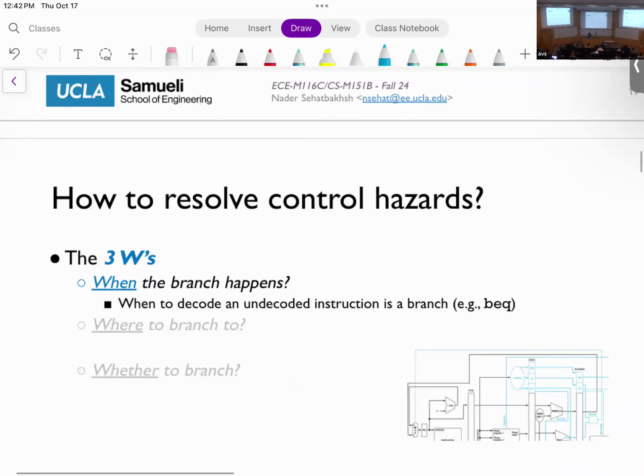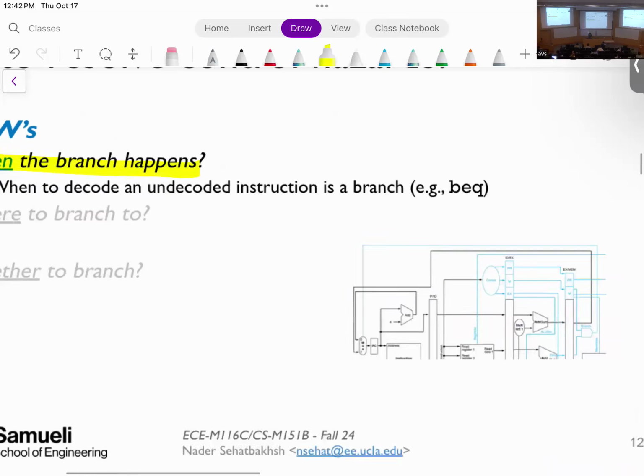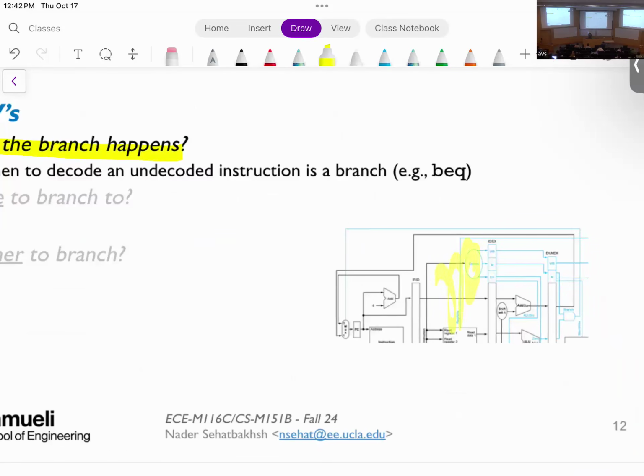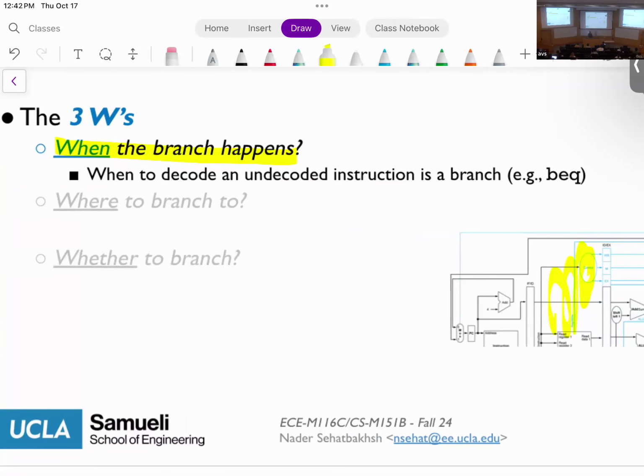So when the branch happens, when do we know that this is a branch instruction? Obviously, we know that during the decode stage. Once the controller decodes the opcode, it will see that, oh, this opcode belongs to a branch. So we know that this instruction is a branch instruction, somewhere in the second cycle, right?